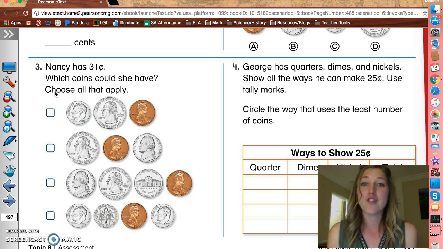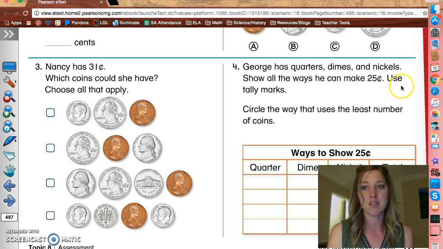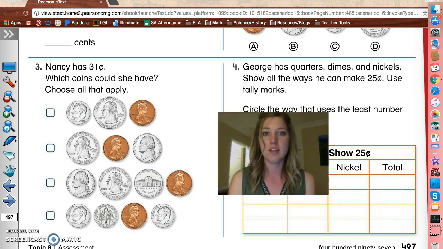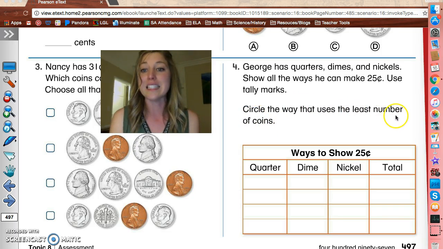Number 4, George has 4 quarters. I don't know why I keep throwing numbers in there. Sorry, guys. George has quarters, dimes, and nickels. Show all the ways he can make 25 cents. Use tally marks. So I'm going to move my face out of the way. And circle the way that uses the least number of coins.